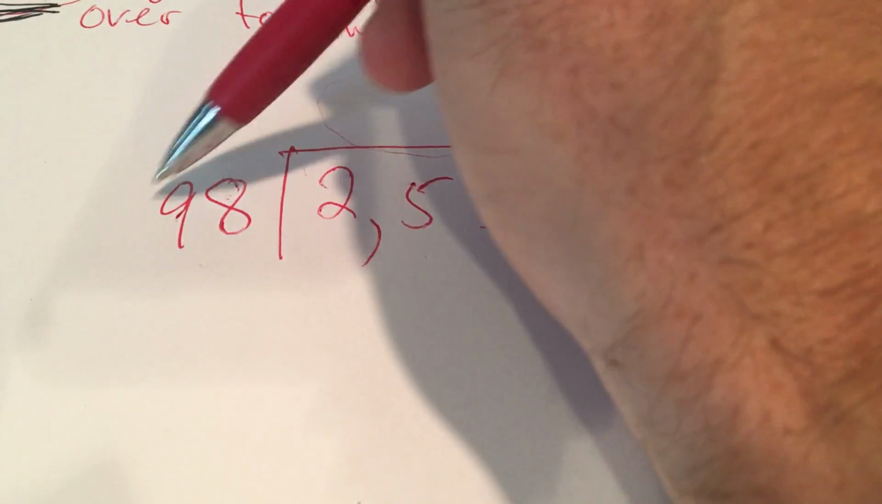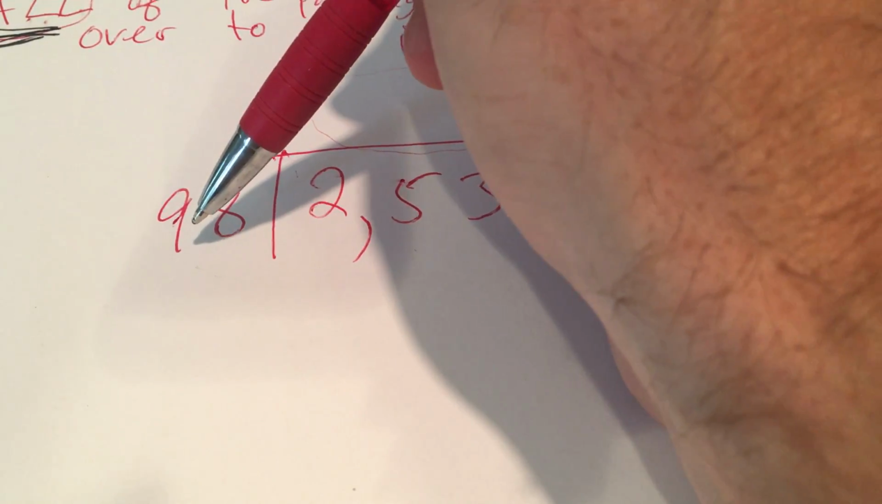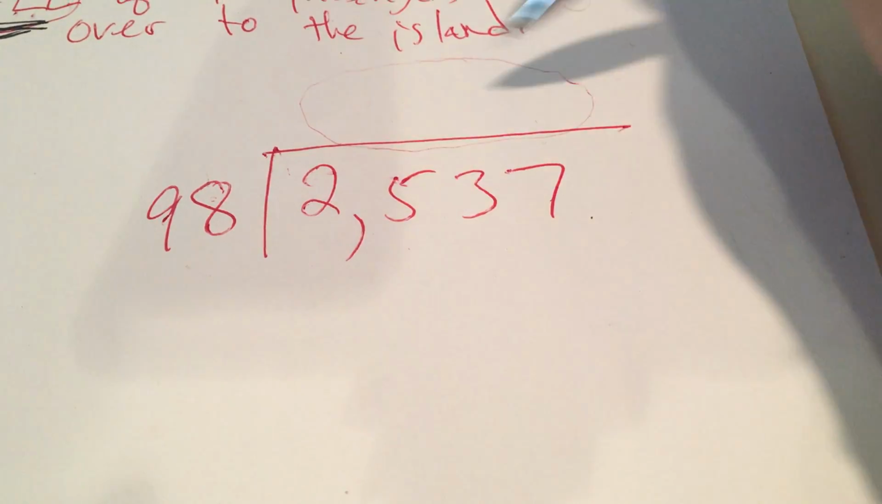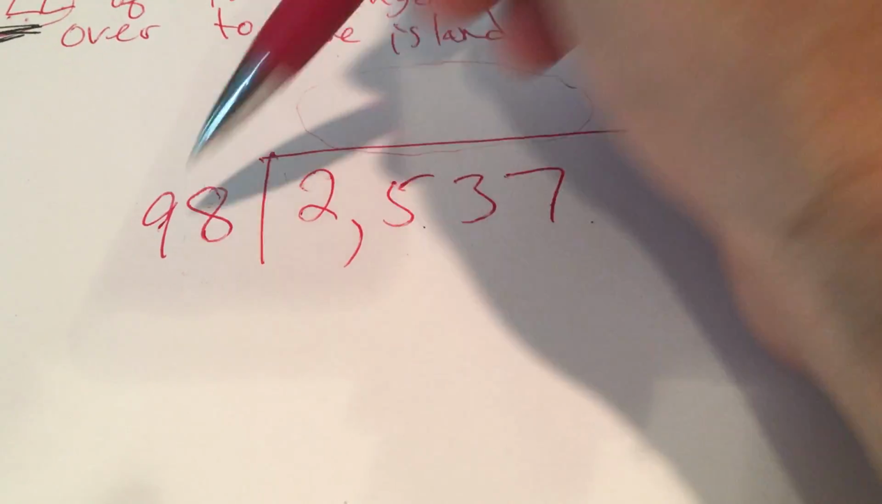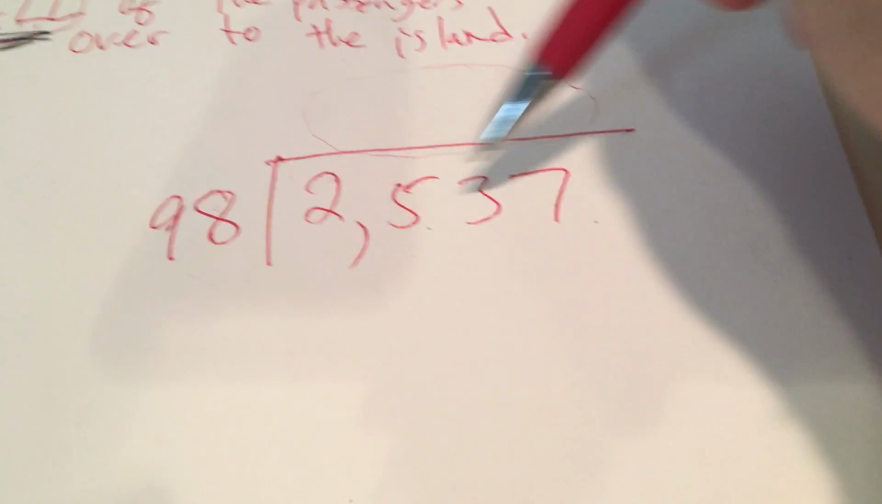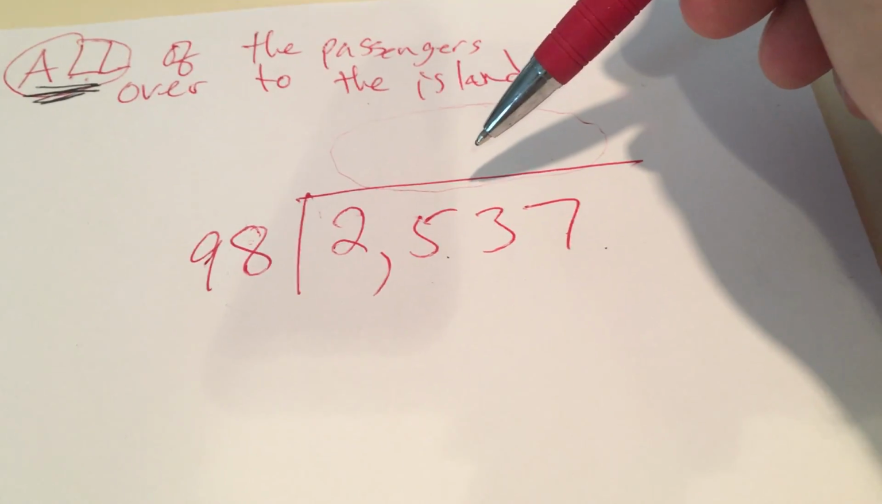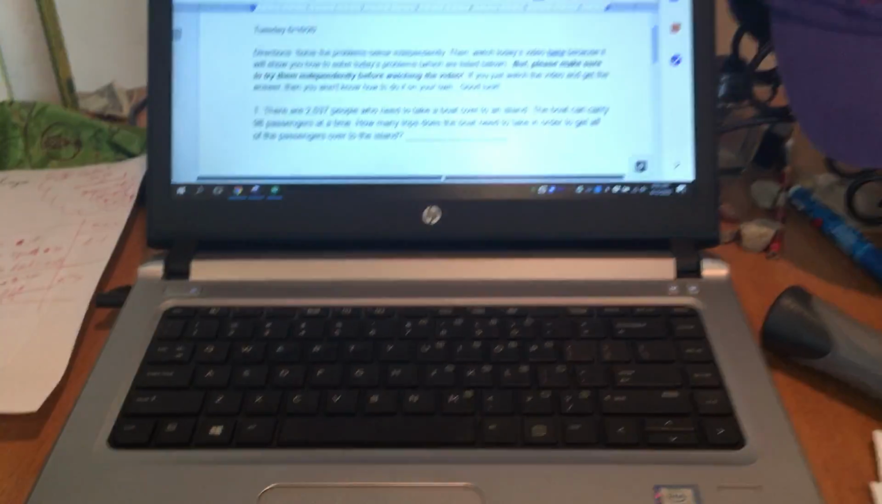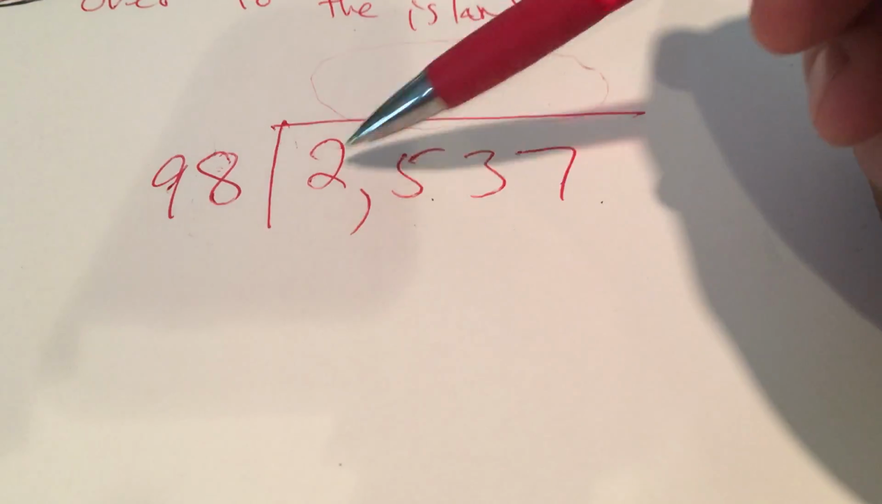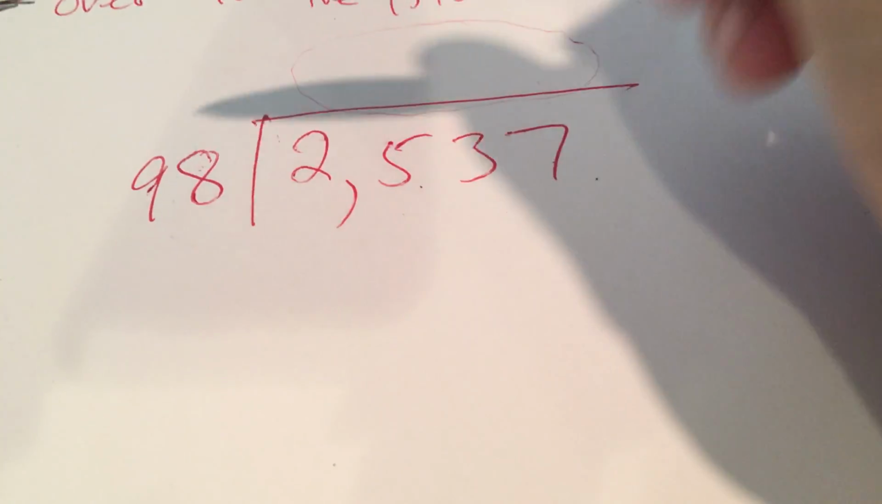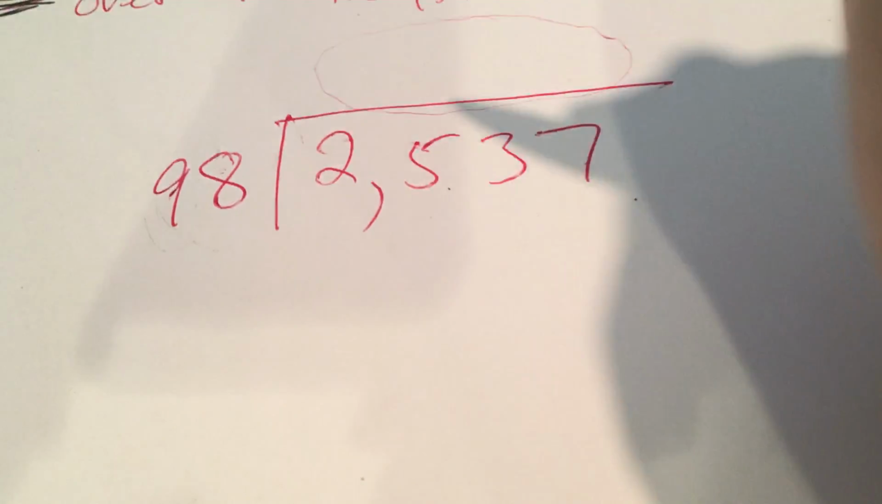Okay, so this is the total number of passengers. Each boat holds 98 passengers at a time. So when we divide the number of passengers by the number of passengers for each trip, that's going to tell us how many trips the boat needs to take. Okay, and that's what the question says. How many trips does the boat need to take in order to get all of the passengers over?